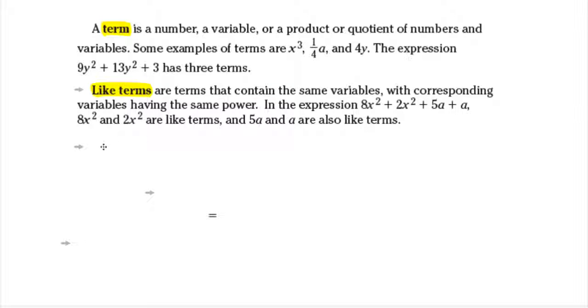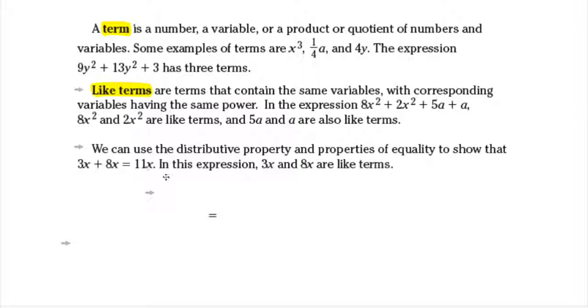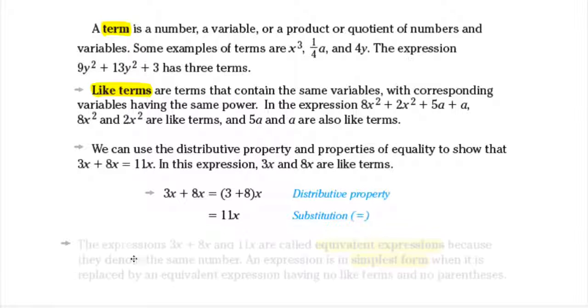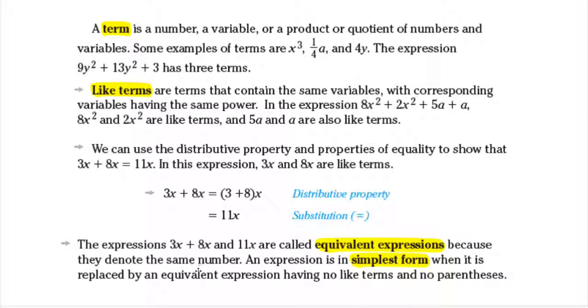Okay, so we can use the distributive property and properties of equality to show that 3x plus 8x equals 11x. In this expression, 3x and 8x are like terms. Using the distributive property, 3x plus 8x is the same as the quantity 3 plus 8 multiplied by x, or simply 11x using the substitution property of equality. The expressions 3x plus 8x and 11x are called equivalent expressions because they denote the same number.